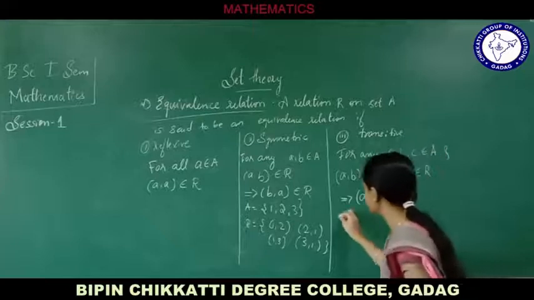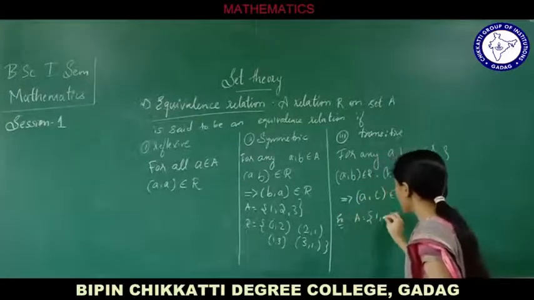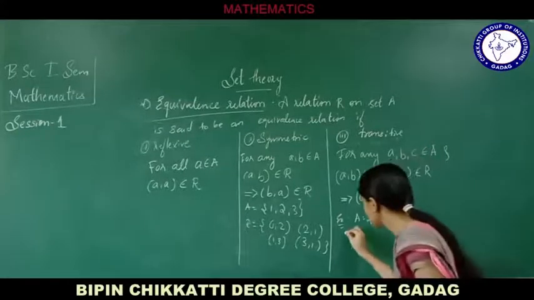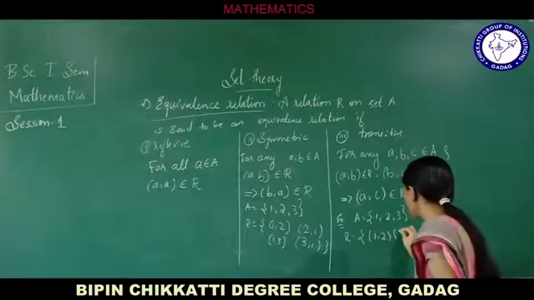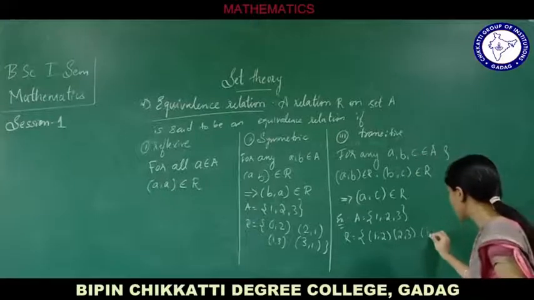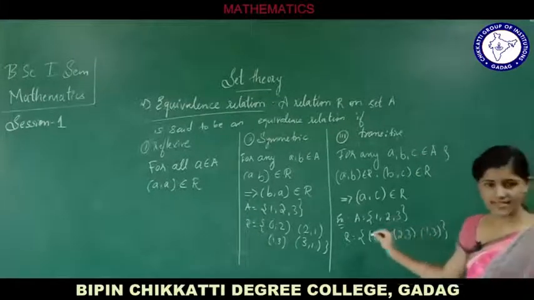Let us consider an example. If A is equal to {1, 2, 3} and we have a relation R in such a way that it contains (1, 2) and (2, 3), then this set should also include (1, 3). Then we say that it is transitive.